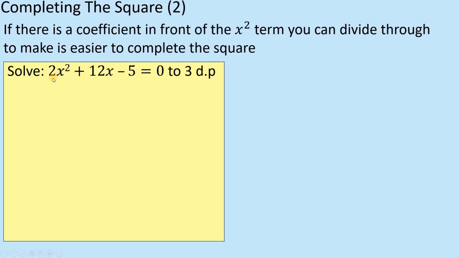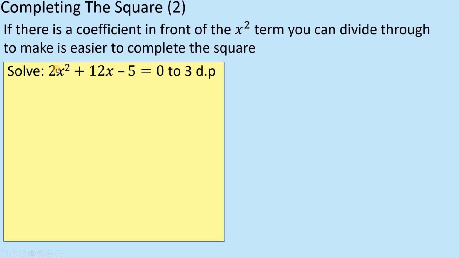So here you can see you've got a 2 in front of the x squared, and if you've gone through the process of learning how to complete the square, you will know by now that it's much easier if it's just an x squared rather than having to deal with the 2. So if you've got a 2 in front, then you've got to divide by it, get rid of it essentially. But there are 2 ways of doing it. This is the first way, and then I'm going to look at a second way over here.